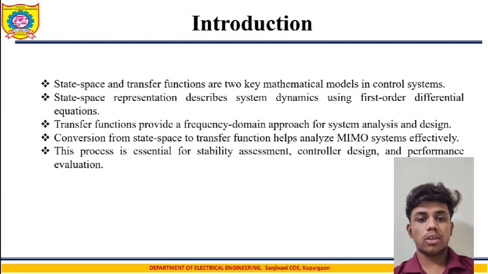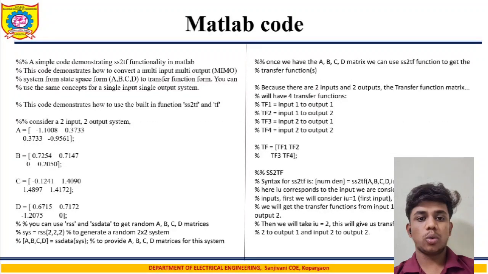And now talking on the MATLAB code. In MATLAB, we can easily change a state space model to a transfer function model. We use a function called ss2tf, and first we define the matrices A, B, C, D. Because our system has two inputs, we find the transfer function separately for each input, by setting iu equal to 1 and then iu equal to 2 for the second. This gives us all the transfer functions showing how each input affects each output.